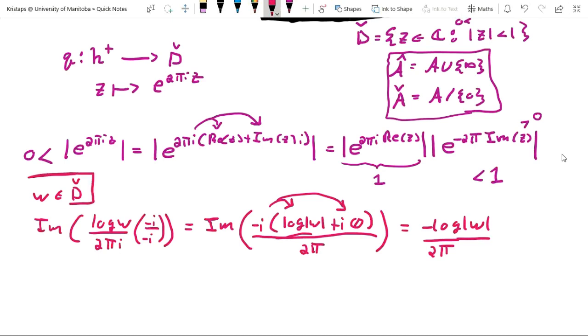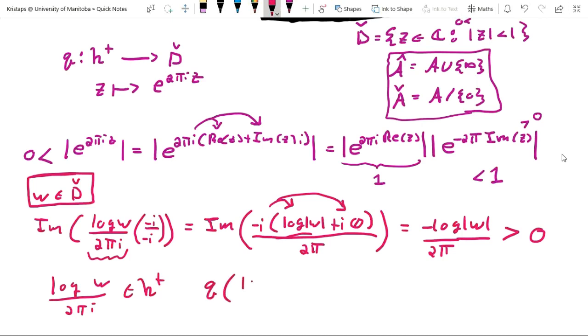But since w is in the punctured unit disk, its norm is strictly less than 1. And therefore, log is strictly negative for any such w. And so this entire expression is strictly positive. Therefore, the imaginary part of log w over 2 pi i is strictly greater than 0. Thus, log w over 2 pi i belongs to the complex upper half plane, and we can see that our map Q, of course, we chose this as the inverse of w, so we can see that Q does in fact map this to w. Therefore, this map Q is surjective.